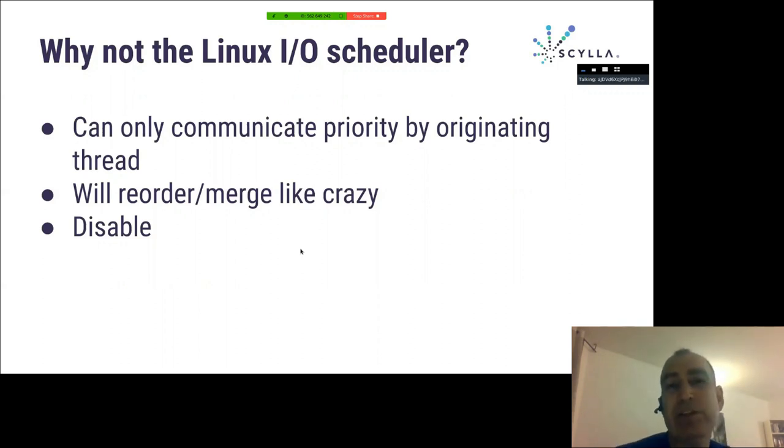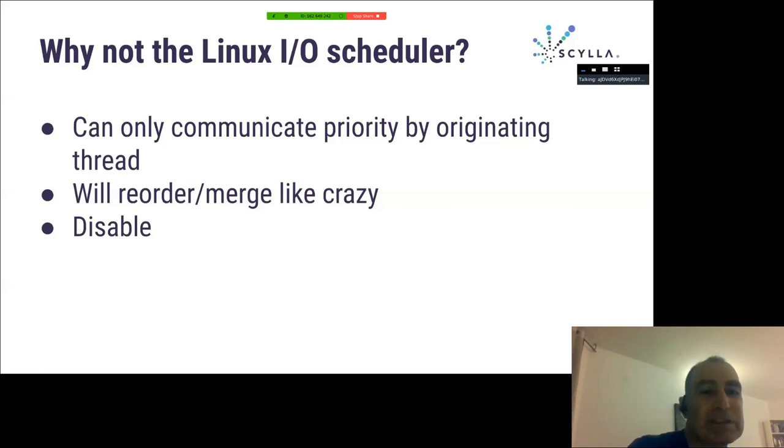So why don't we use the Linux I/O scheduler? Linux has a very capable set of I/O schedulers, but they have limitations. So the first is that you can only communicate the priority by the originating thread. So you can assign a priority to different threads. But in our case, we have one thread doing everything. So we have the same thread multiplexing compaction and user reads and writes and the Spark reads and everything else. So everything gets mixed.